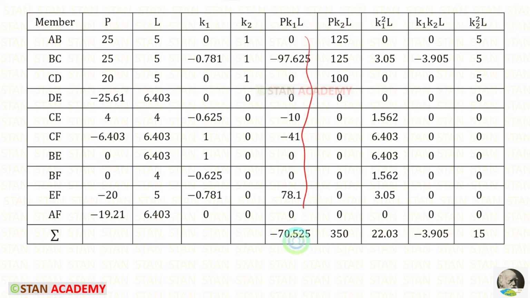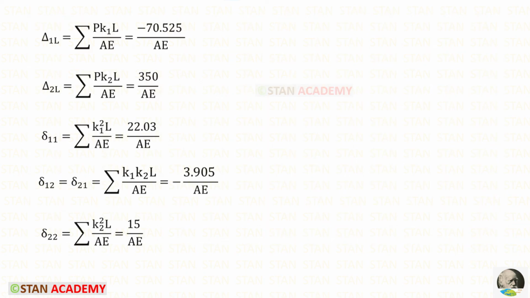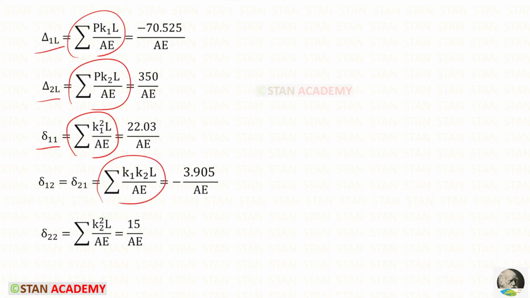When we add these, we will get this. When we add these, we will get this. When we add these, we will get this. And when we add these, we will get this. And finally, when we add these, we will get this. This is the formula to find delta 1L. This is the formula to find delta 2L. This is the formula to find delta 11. This is the formula to find delta 12 and delta 21. And finally, this is the formula to find delta 22.